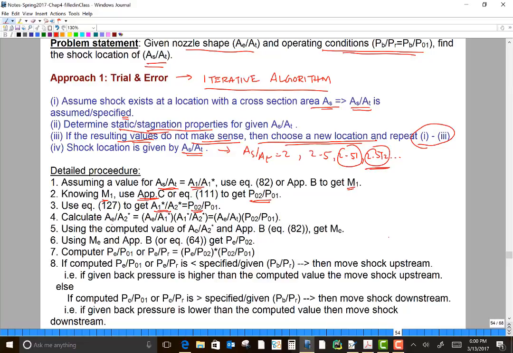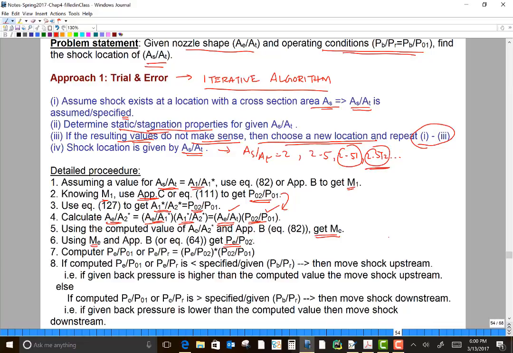And now I can compute AE by A2 star. Okay, AE by A2 star is nothing but AE by A1 star times A1 star by A2 star, which is AE by AT times P02 by P01. And this is provided, this is computed here, okay? So now I can get AE by A2 star. And if I know my AE by A2 star, I can compute ME from appendix B. And once I know ME, I can get PE by P02, okay?